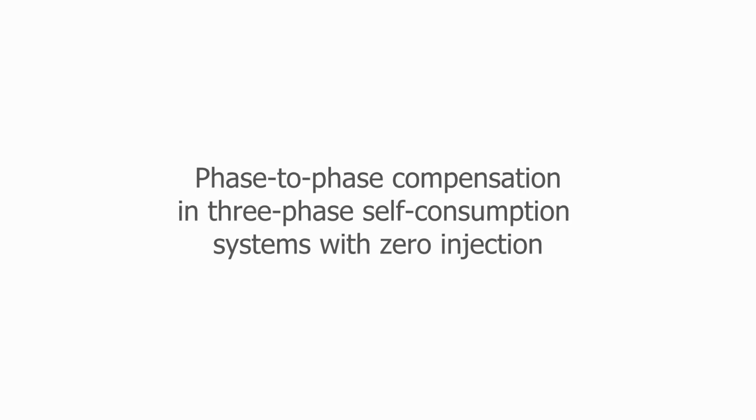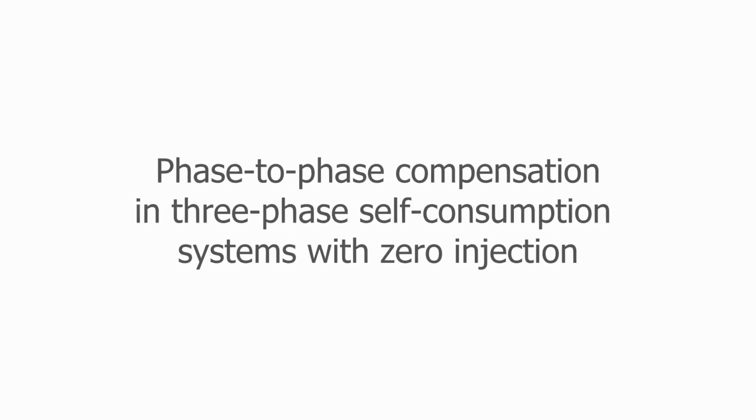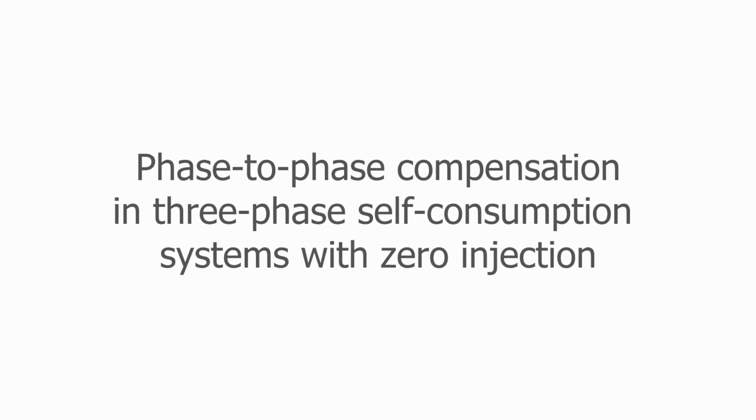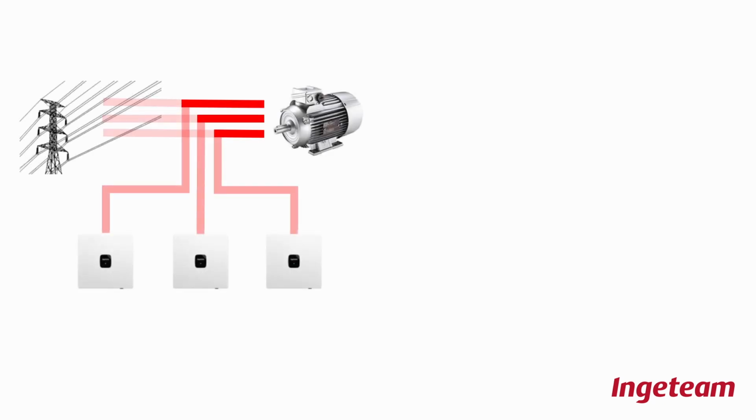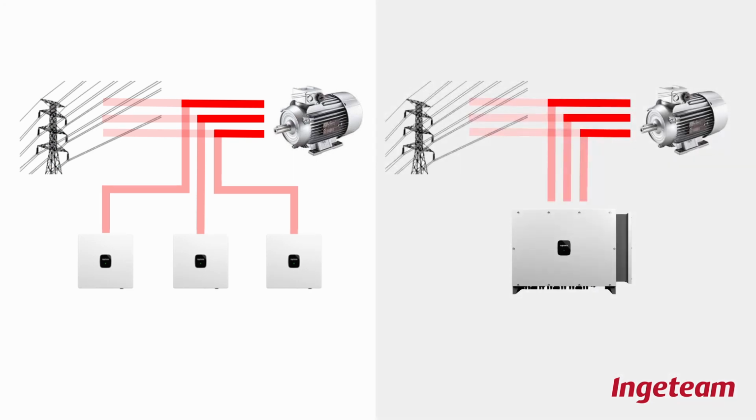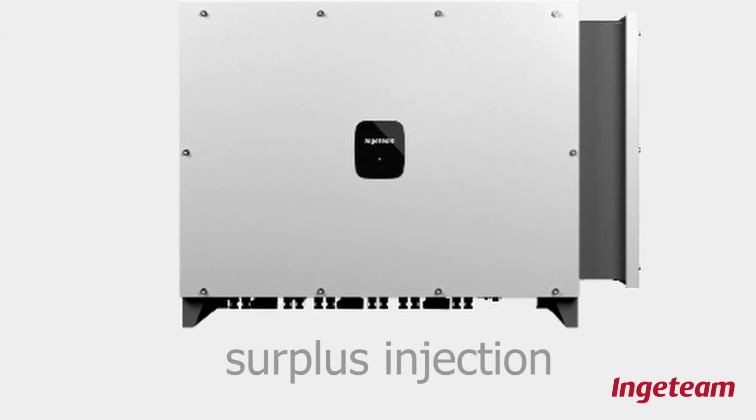What is the meaning of phase-to-phase compensation in three-phase self-consumption systems with zero injection? Before understanding this concept, we should know that there are two ways to build three-phase self-consumption systems. On the one hand, we have facilities built with several single-phase inverters, and on the other hand, we have facilities with three-phase inverters.